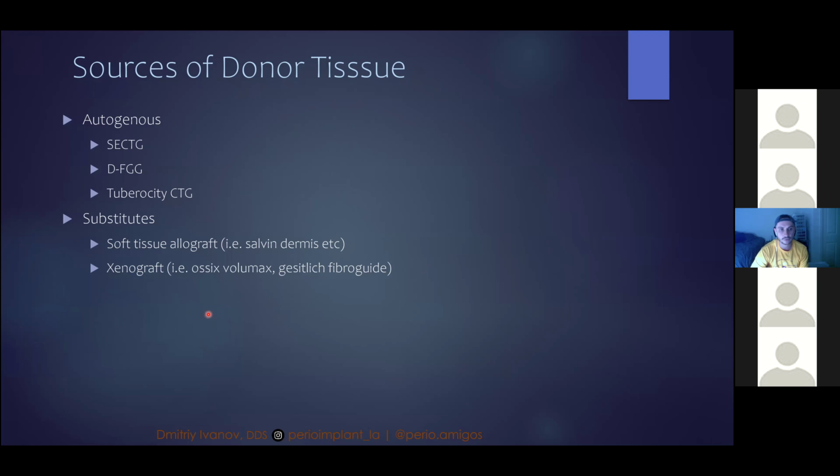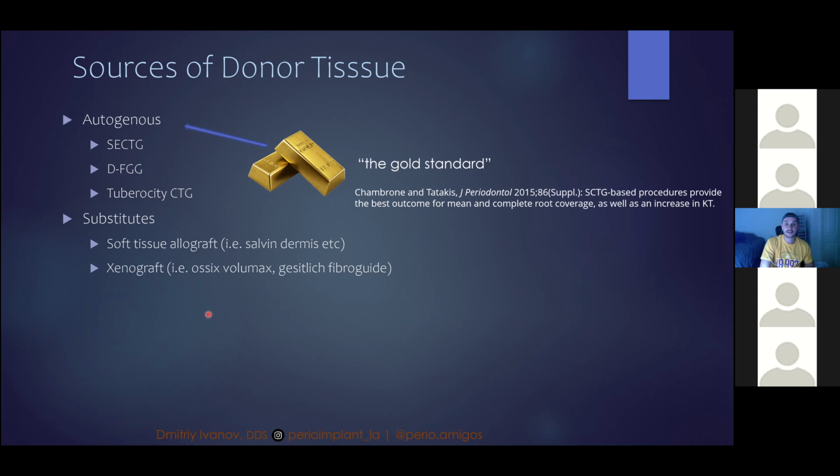It's very simple to me to use autogenous tissue because of the predictability. But Dr. Gene Kim, he loves using Fibro-Gide. He has a number of amazing cases. If you guys want to learn more, I'm sure he'll be happy to share his experience with Geistlich Fibro-Gide. Autogenous is still the gold standard, right? We can read many papers, Chambrone et al. There's nothing that comes close. It's the best outcome for mean and complete root coverage using autogenous tissue.